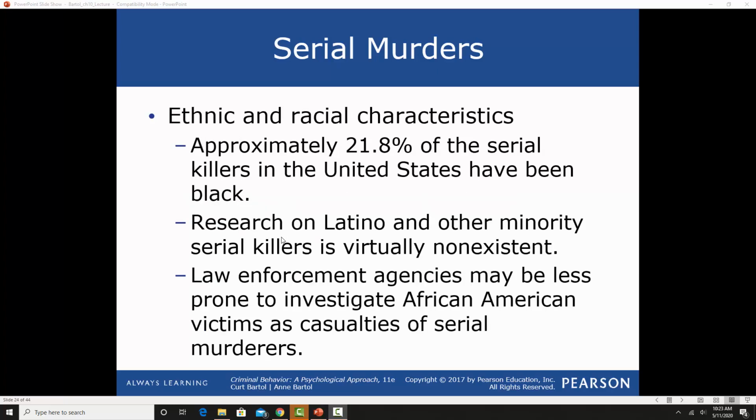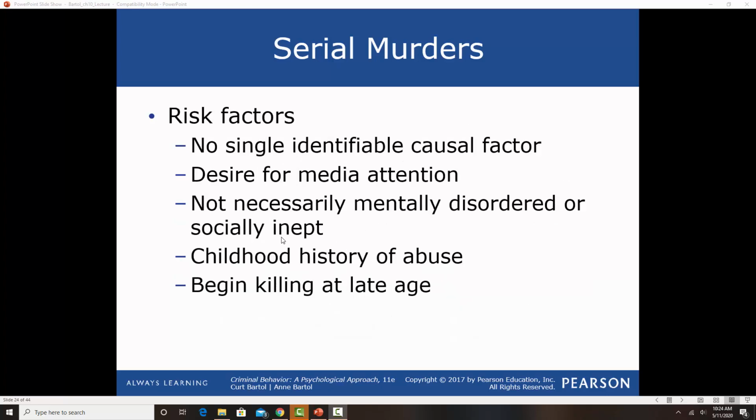Ethnic and racial characteristics of serial killers. Approximately 21.8% of the serial killers in the United States have been black. That means 80% of serial killers are actually white males. We don't really have a lot of research on ethnic minorities and serial killers because the vast majority of serial killers are white males.